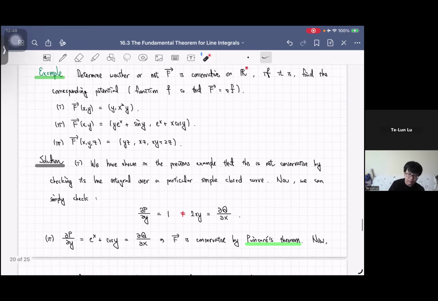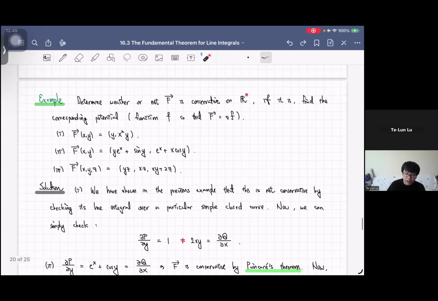We can simply take the derivative of this one with respect to y and this one with respect to x. Oh, sorry, I did the wrong thing here. Partial p partial y is 1, that is correct. But partial q partial x should be 0. My bad. So the differentiation, oh yeah, sorry, I did it correctly. This is q. So you do the differentiation with respect to x, you get 2x. So we see that partial p partial y is not equal to partial q partial x. That means that you don't have a conservative vector field.